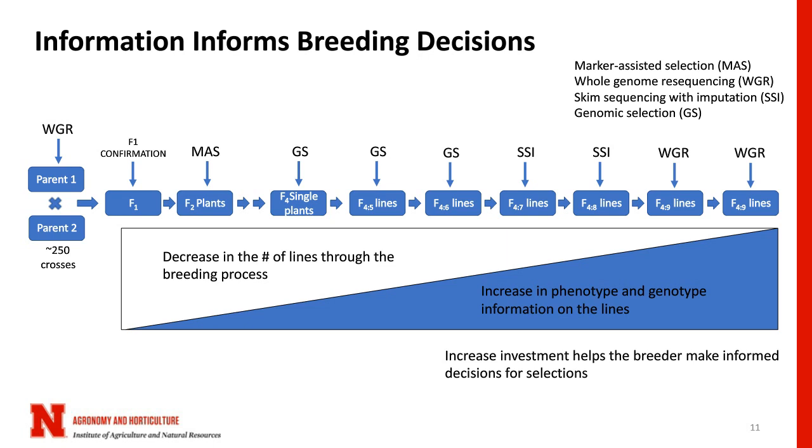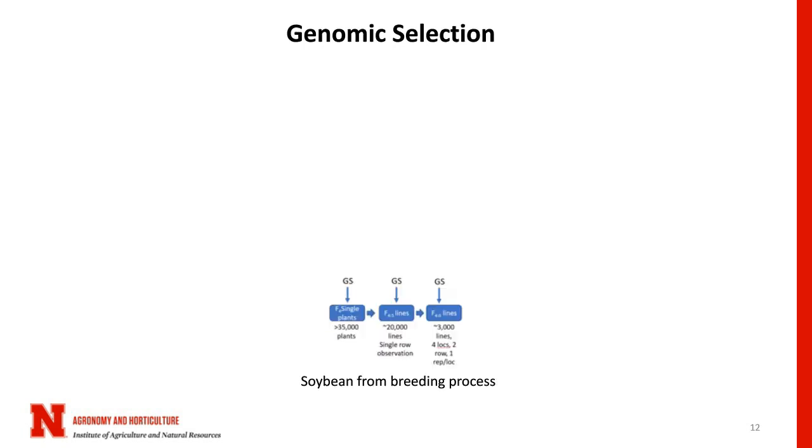And this really accounts for an increased investment on these lines so that the breeder can make informed decisions upon selection. So whenever we look at genomic selection, and that's what I really want to talk about, and it might be a little hard to see on the screen here, that genomic selection, where we can push those 3,000 lines, 20,000 lines, from that breeding process, these are this biparental cross, lots of lines, but we want to get it cheap.